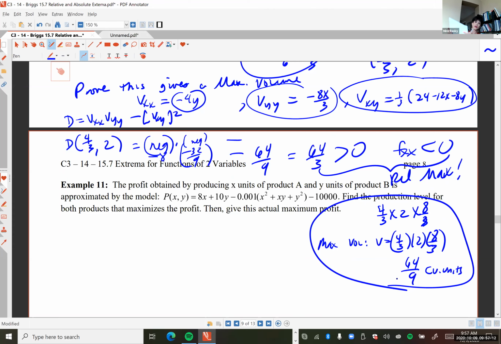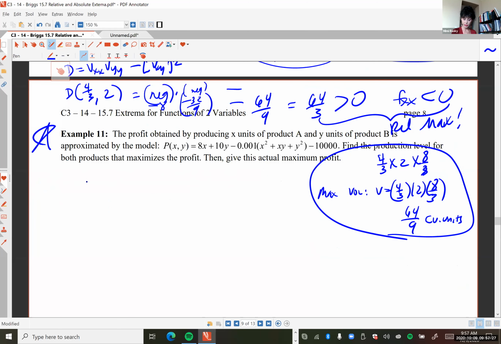So this is a copy of your quiz. You can't see it, but this is my solution key for it. So I want to just quickly go over briefly how you tackle example 11, because there's going to be a problem similar to that on your exam. So let me just hand wave through this. There's your profit function for producing X units of product A and Y units of product B. How do you maximize this profit?